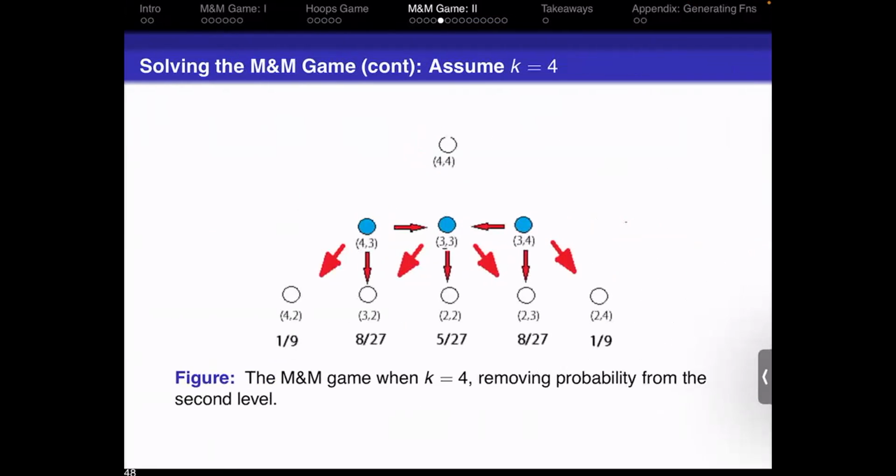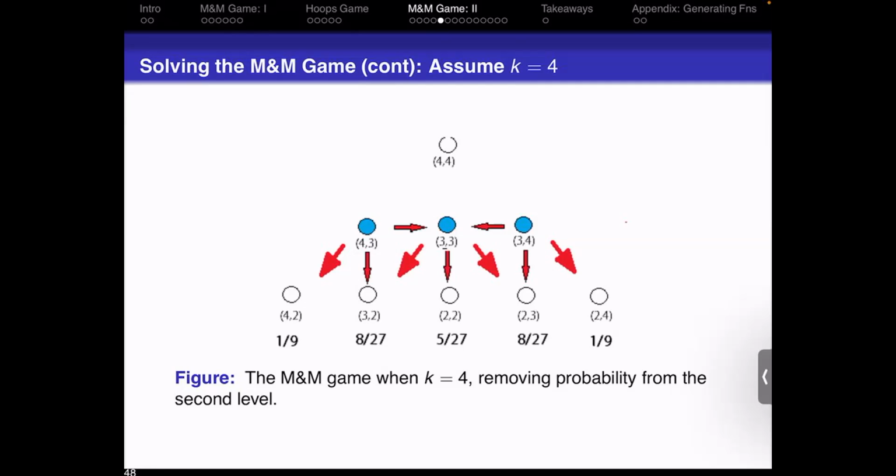Now for the next level, 2 of them actually could send probability back to 3, 3. So I first calculate that, and then for 4, 3, and 3, 4, I look at what it sends down. And now that I know how much is actually at 3, 3, I look at the probability it sends down. And so when you do it, you get 1/9 of the time you're at 4, 2, all the way up to 5/27 of the time you're at 2, 2.